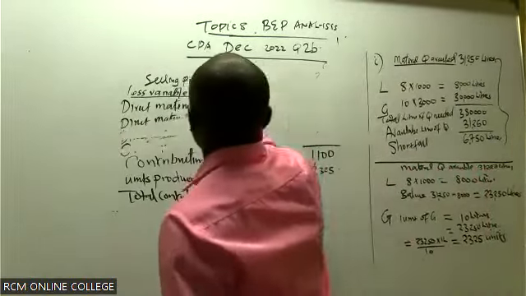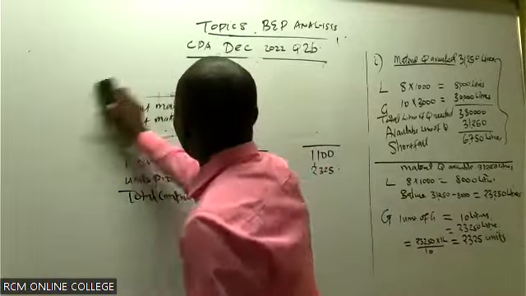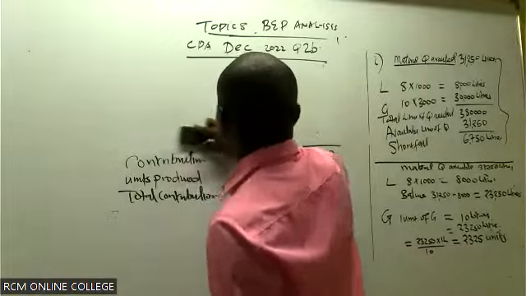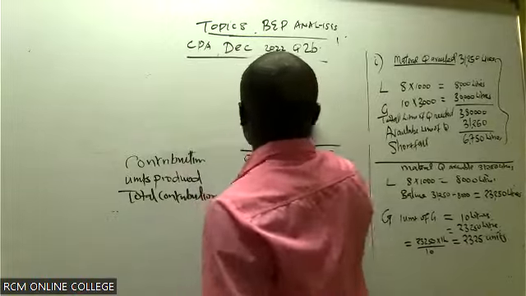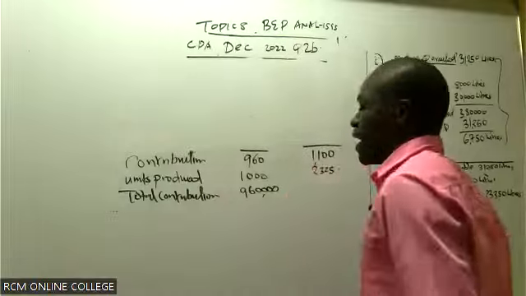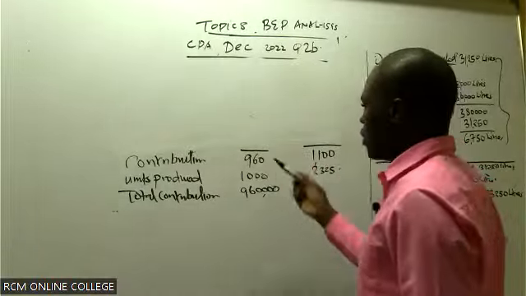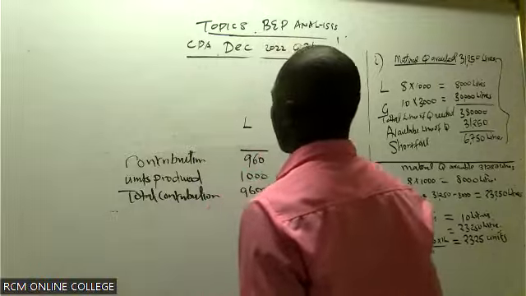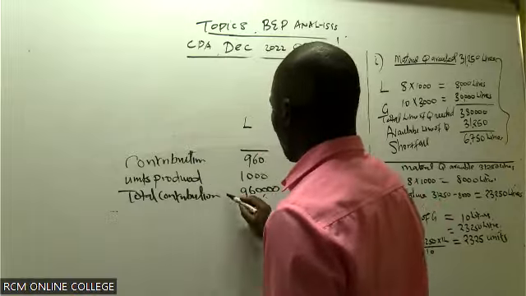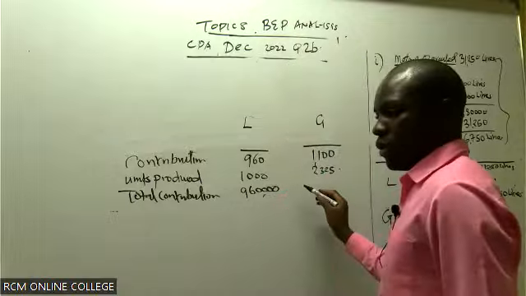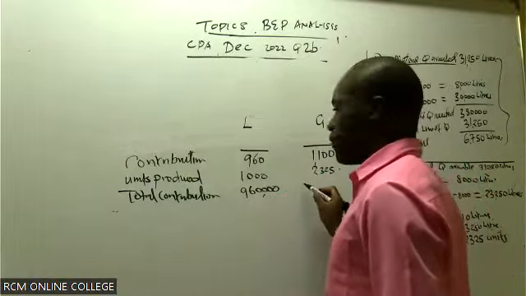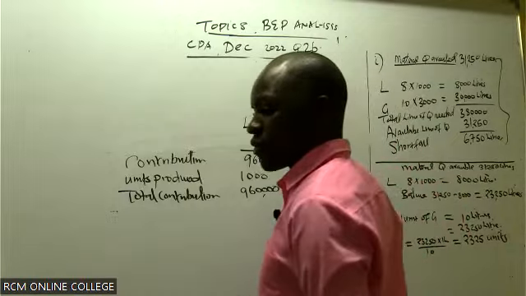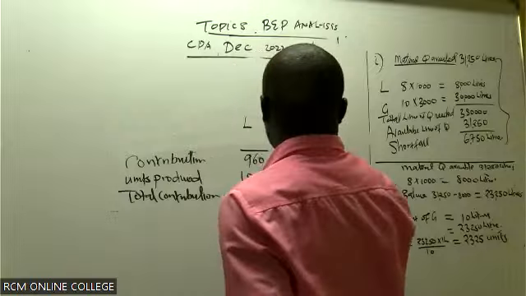Let me make you understand now. You've done Roman 2. You got the right figures for contribution. Start from that point. Start from here. You'll still get your full marks. Start here: contribution of L, contribution of G. Then you give us units produced, total contribution. Calculate TV. You'll still get your full marks.